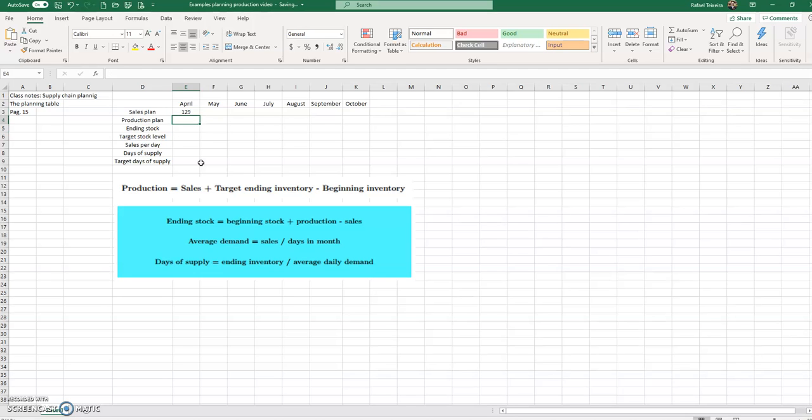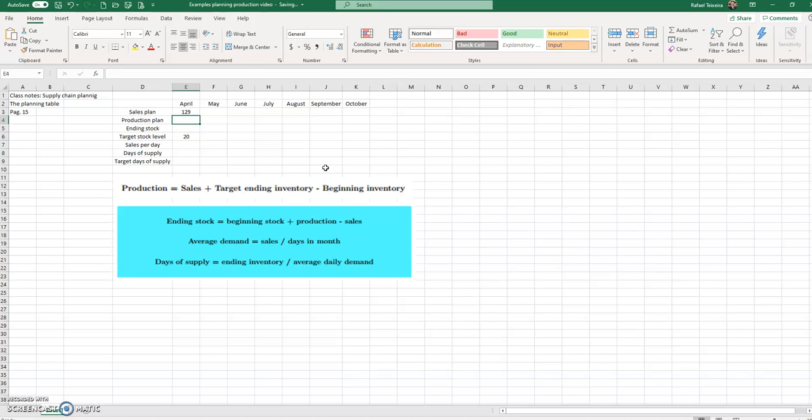So for the production, here's the formula to know how much to produce. The production is going to be equal to the sales plus the target ending inventory minus the beginning inventory. The target ending inventory is this target stock level, which is defined by the company as a policy. So let's say our company wants to have 20 units as our target ending inventory. So we simply type the target ending inventory of 20.